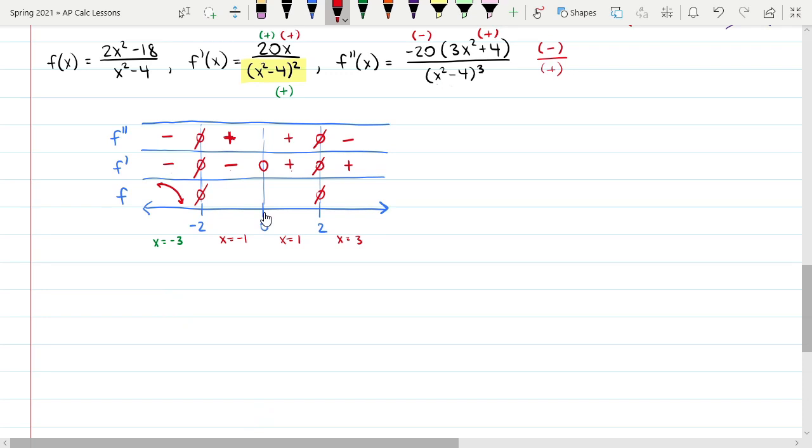From negative 2 to 0, f prime is negative, so again, we should be decreasing. But f double prime is positive, so that means this needs to bend concave up. From 0 to 2, f prime is now positive, meaning our function should now be increasing. F double prime is still positive, which means this now bends concave upward.